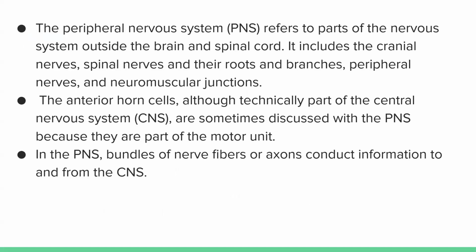So as you well know, the peripheral nervous system refers to part of the nervous system outside the brain and the spinal cord. It includes the cranial nerves, the spinal nerves, their roots, branches, and the peripheral nerves together with the neuromuscular junction. Although the anterior horn cells are part of the central nervous system, they're usually discussed with the peripheral nervous system because they're part of the motor unit. The PNS includes cables, or nerve fibers or axons, that conduct information to and from the central nervous system. The PNS is divided into the somatic part and the autonomic nervous system.